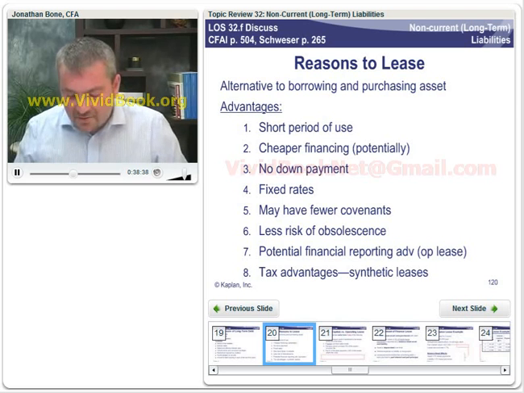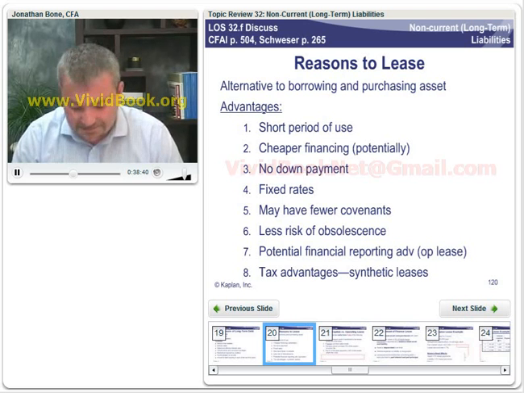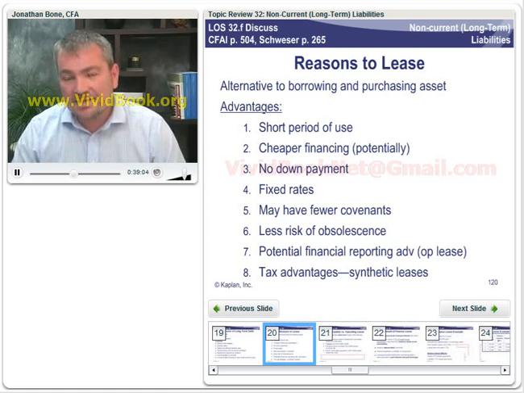And the final part is tax advantages. It's possible to own an asset for tax purposes and then therefore deduct depreciation in your tax returns without actually having to report the asset and also therefore the liability for accounting purposes. In other words, you can have certain leases that qualify as operating leases for accounting purposes, but not for tax purposes. So there may be tax advantages.